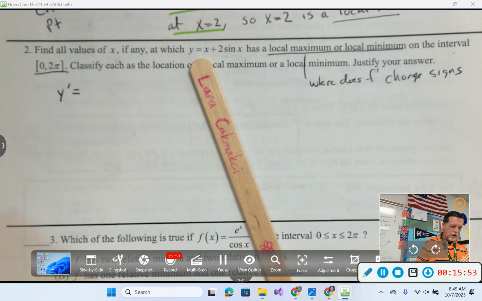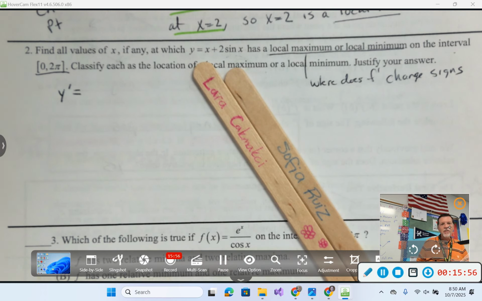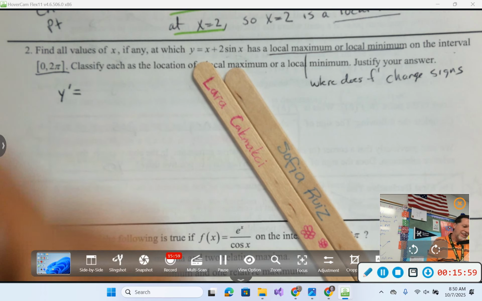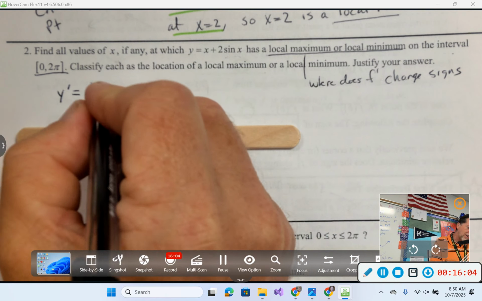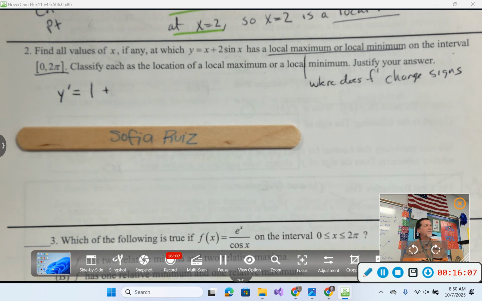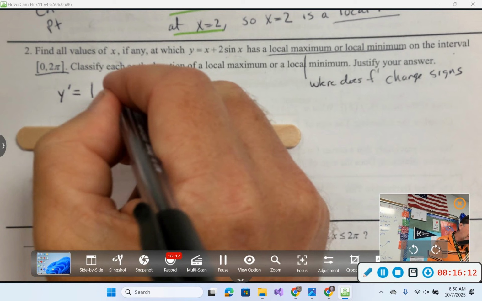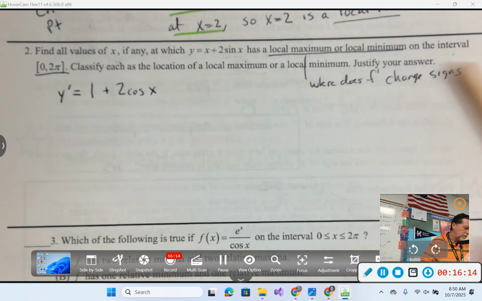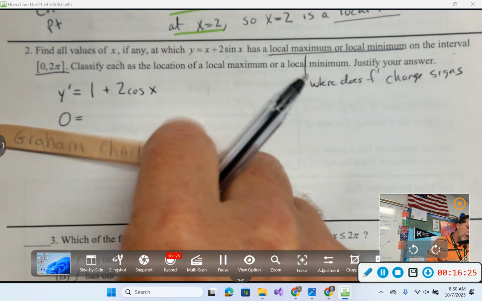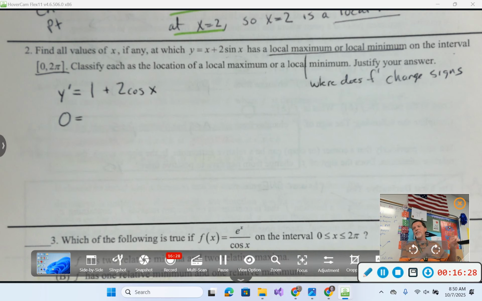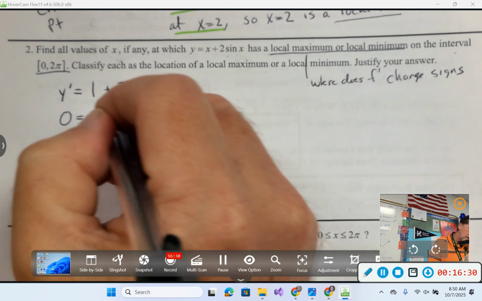Okay, so I need 2 helpers for derivatives. Laura, what's the derivative of x? 1. Yes. And Sophia, the derivative of 2 sine x? Good, 2 cosine x. Graham, what do I do with that now? You set it equal to 0. Good. Set it equal to 0, because I need to find the zeros in order to find the sign changes. So we set it equal to 0.